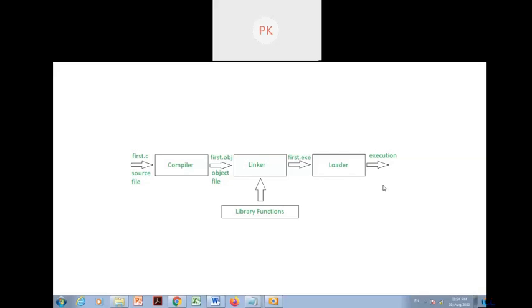So this is the pictorial representation of execution of a C program. We are storing with .c. It will generate an obj file. Then after that the exe file, and this exe file will be loaded into the system processor. Processor will execute that exe file. So this is the execution of C language.